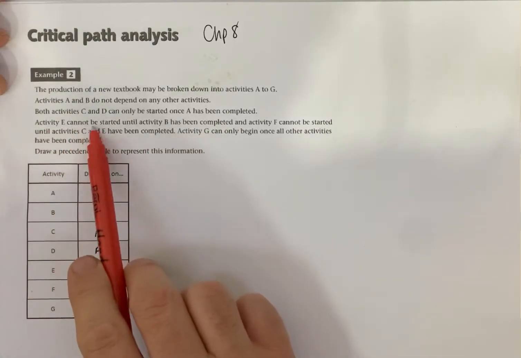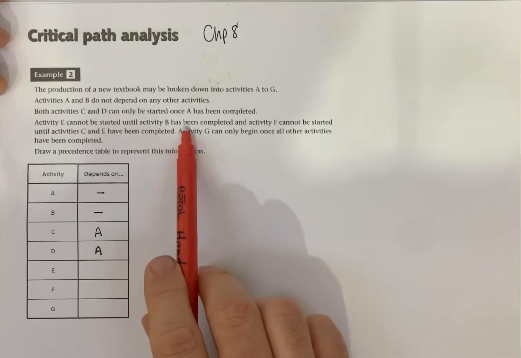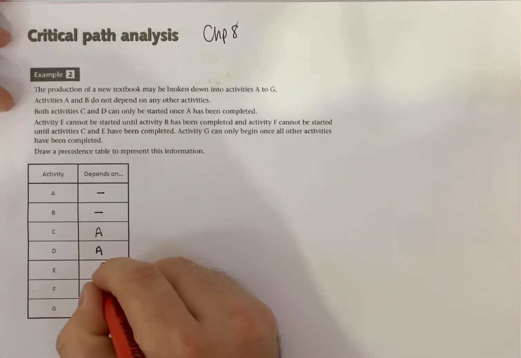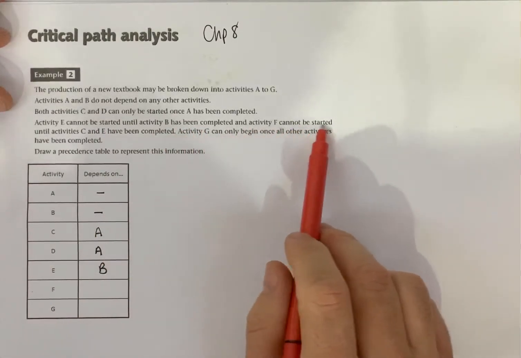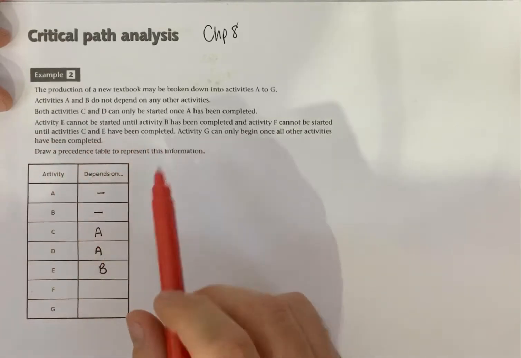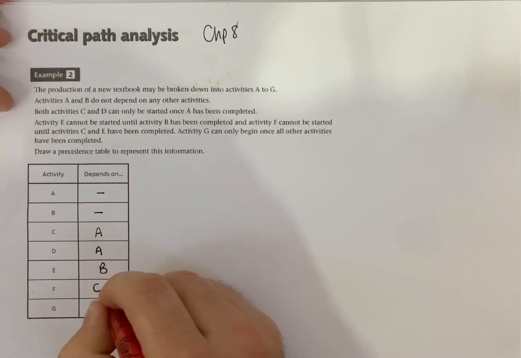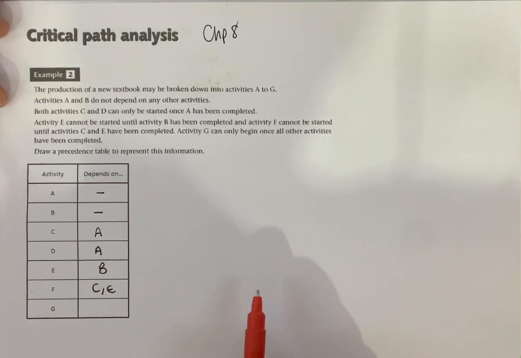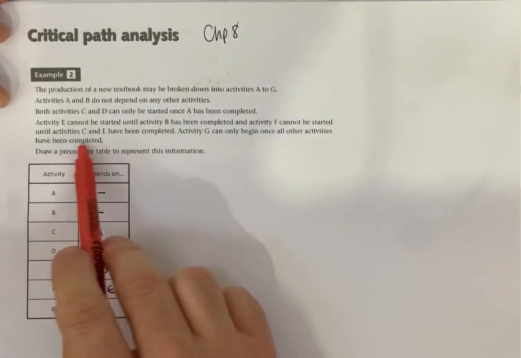It then says activity E cannot be started until activity B has been completed. And activity F cannot be started until activity C and E have been completed. Activity G can only be completed once all activities have been completed.